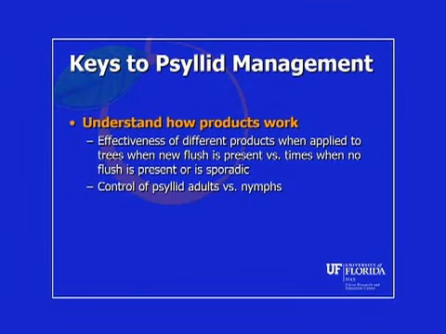It's also very important to understand how these products work and what you can expect from these products in terms of psyllid control. In particular, knowing the effectiveness of different products when applied to trees, say when new flush is present, versus times when new flush is absent or flush is more sporadic in nature. And really what we're looking at here are whether these products will control psyllid adults and nymphs, or if you're only getting control of psyllid nymphs. That's something that you need to take into consideration when choosing your products.